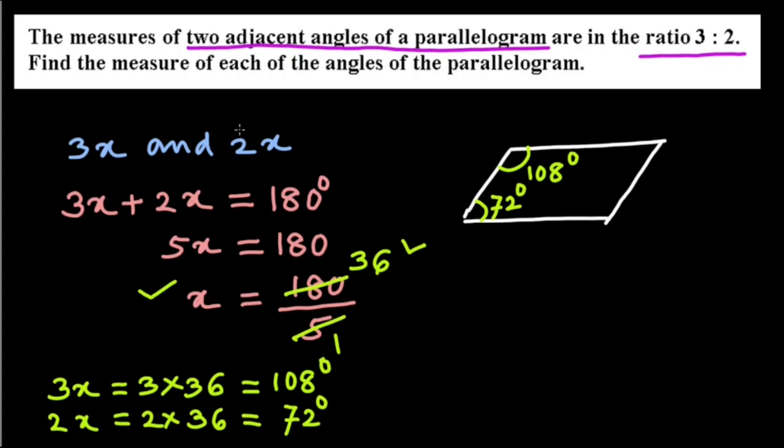We have to find the measure of each of the angles of the parallelogram. Since opposite angles of a parallelogram are equal, this angle will be 72 degrees and this angle will be 108 degrees. So this is how we can find each of the angles of this parallelogram.